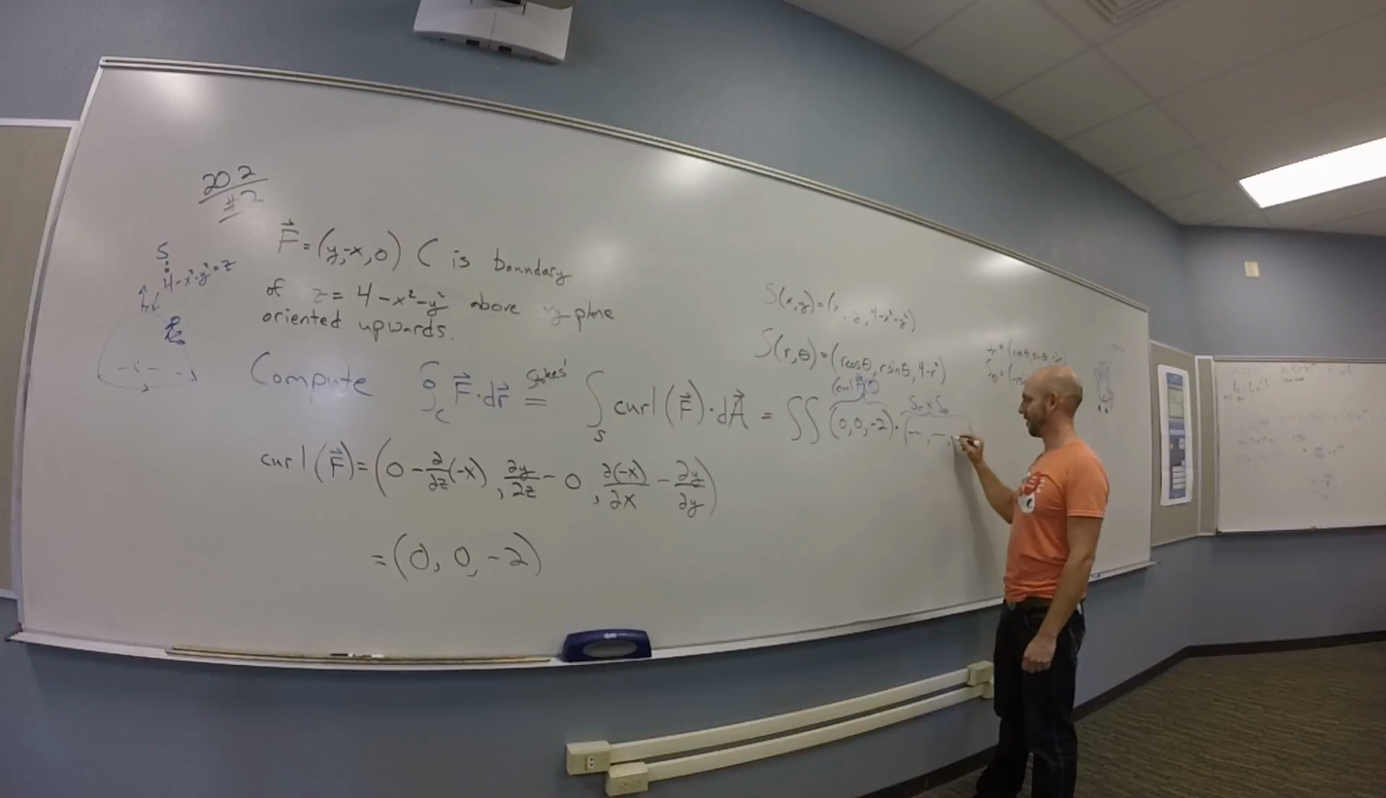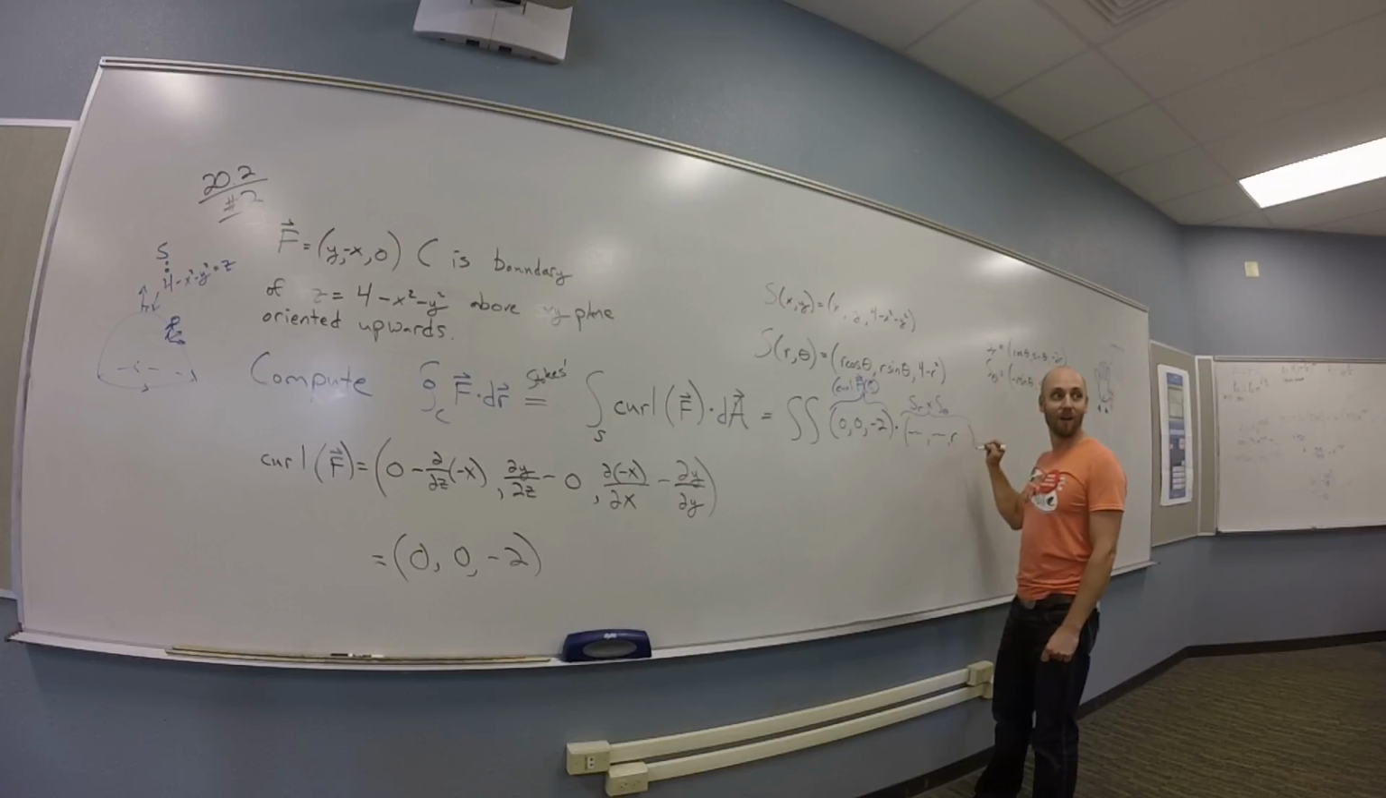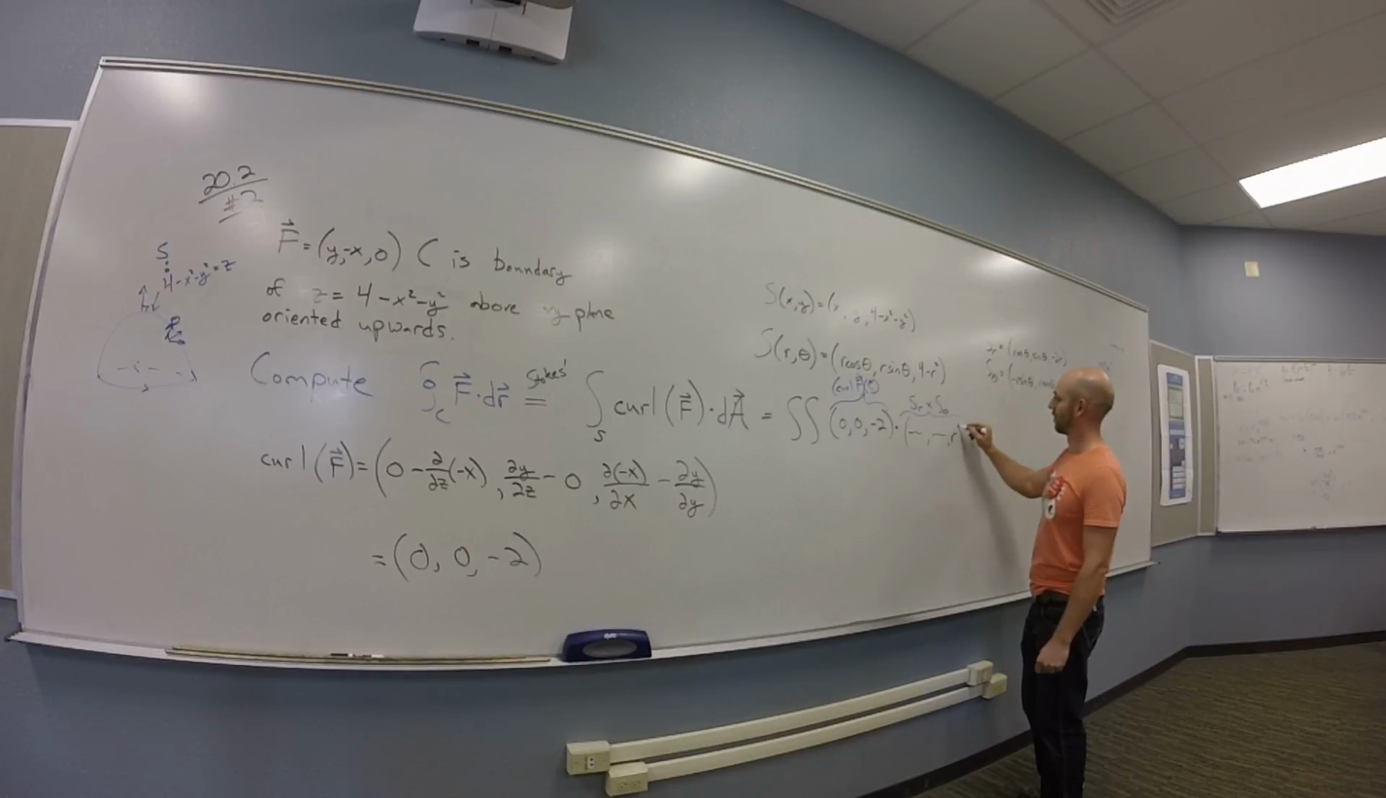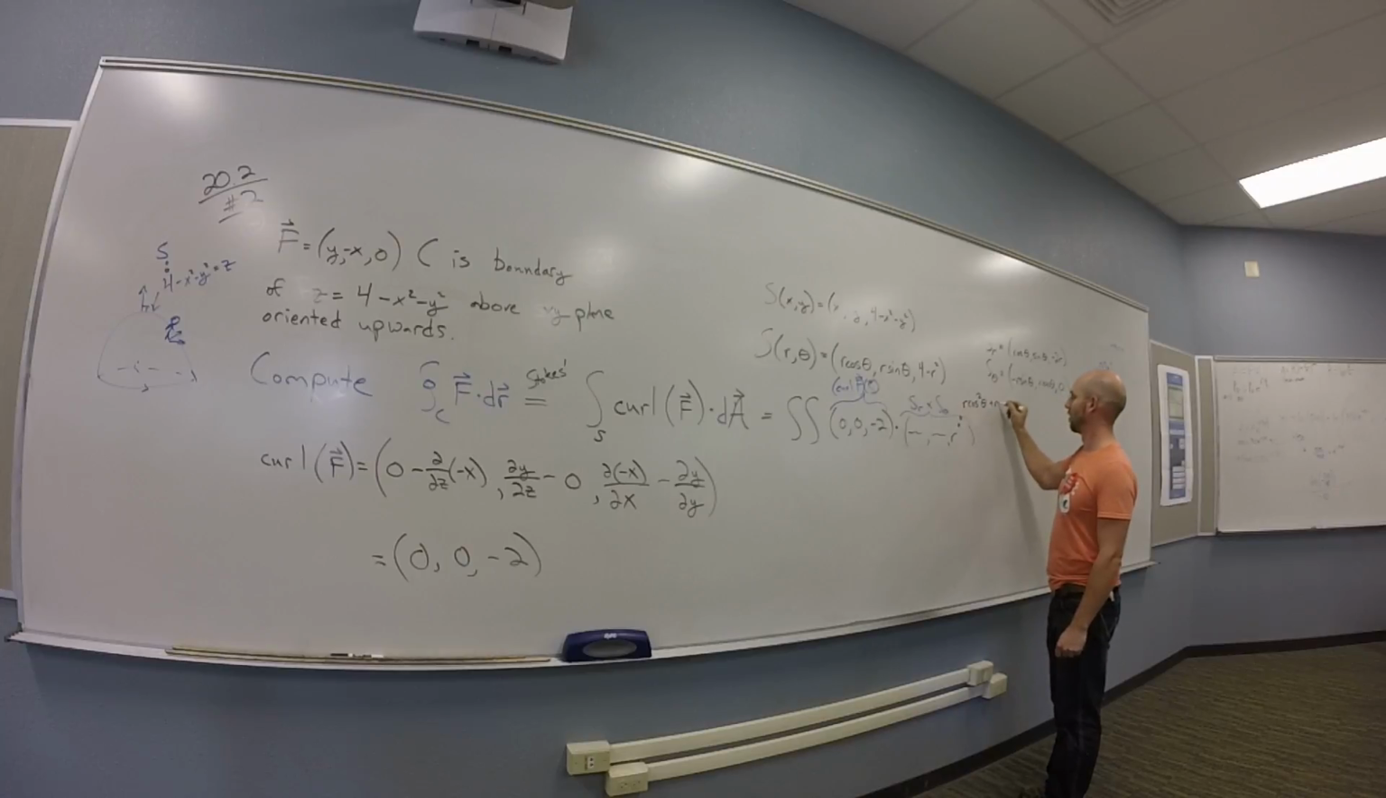Which is r cosine squared plus r sine squared, that's just r, right? Yeah, because cosine squared plus sine squared is 1. It's trigonometry.